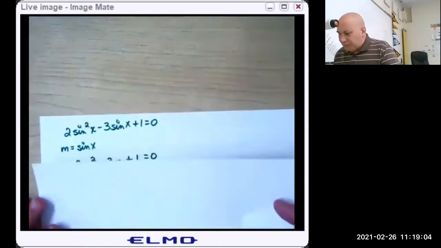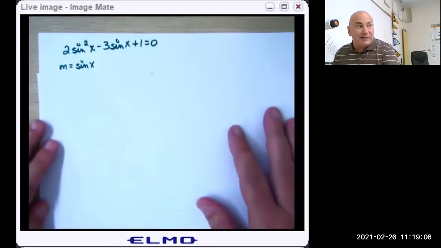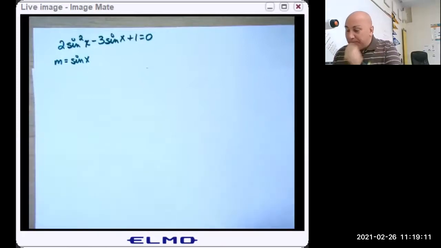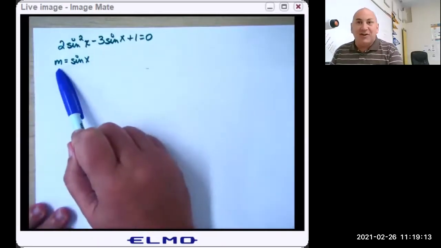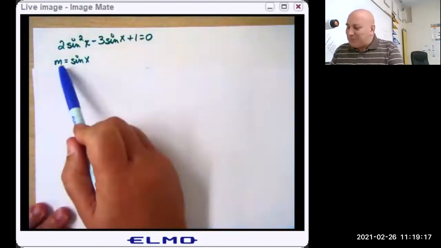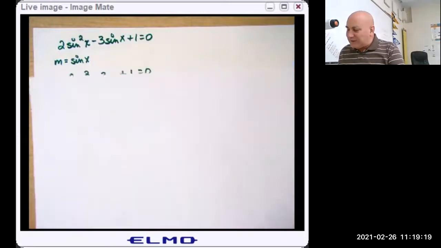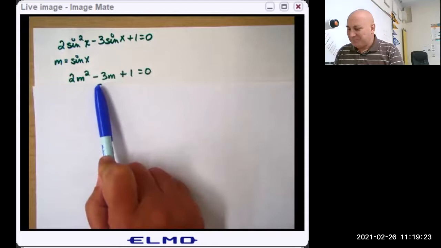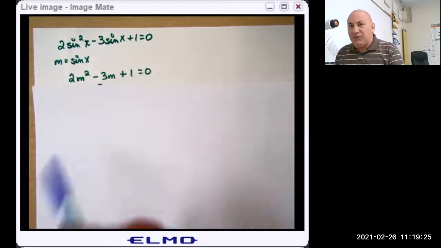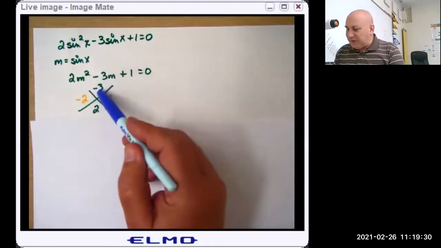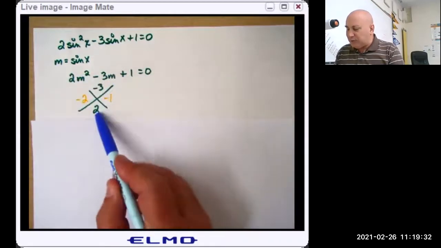So again, let's take a look at this problem that we can turn into a polynomial. All we have to do is make this, I call it a Miller substitution. That's why we use the letter M. So we let M equal sine x, then we can rewrite this like so. Now we use Vieta's method to factor. Bring the negative 3 here. 2 times 1 is 2 here.